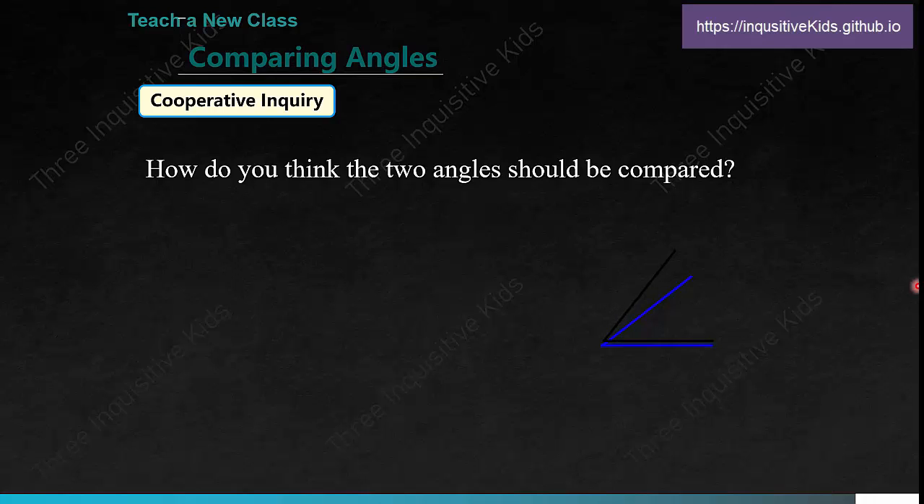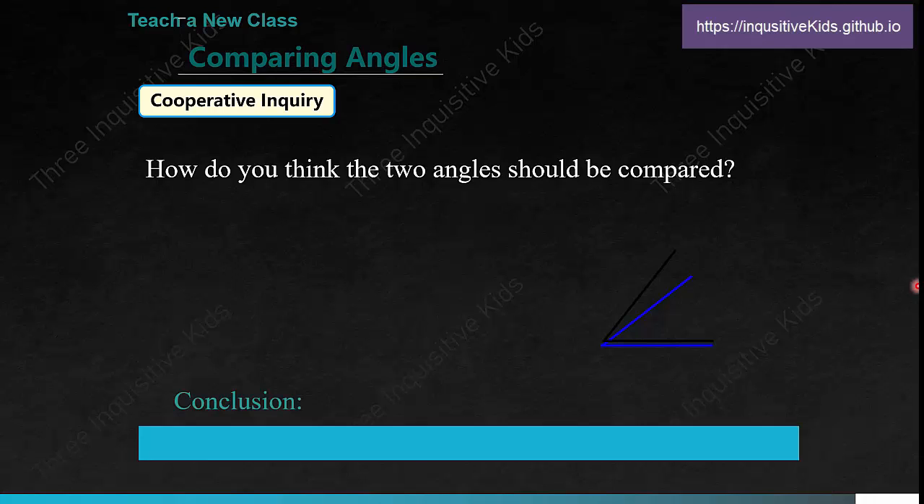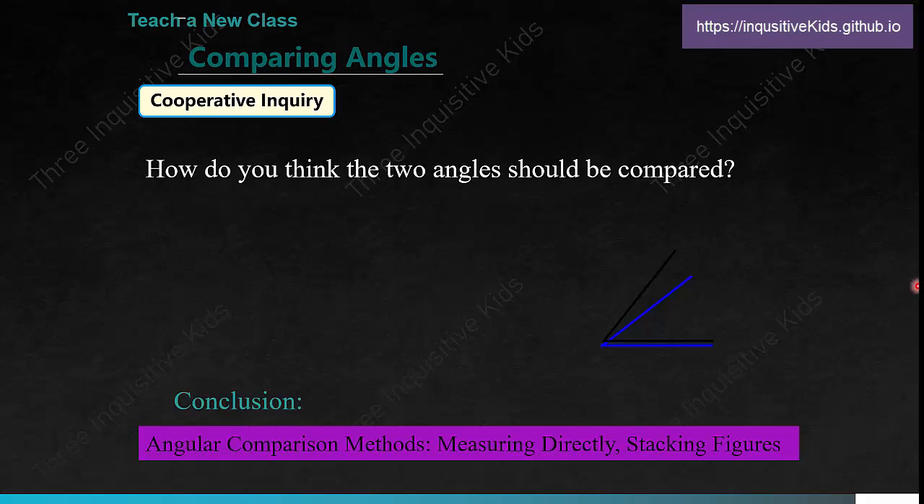Or we could overlap them on top of each other. This might not be so aligned, but I think you get the main idea of how you can put them together just to find which one is larger, which one is smaller, not always having to find the exact value. So here's a conclusion. Angular comparison methods: measuring directly and stacking figures. Here's stacking figures.